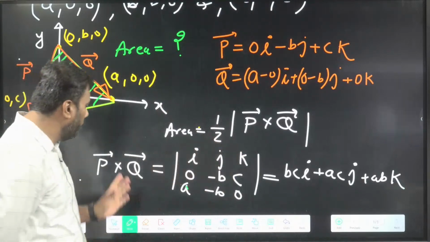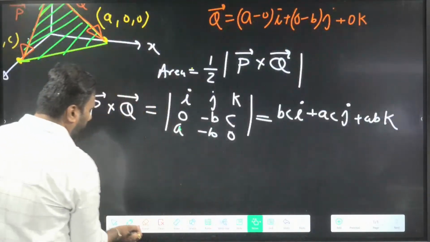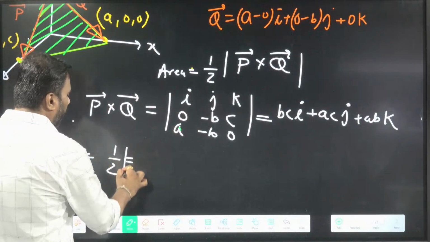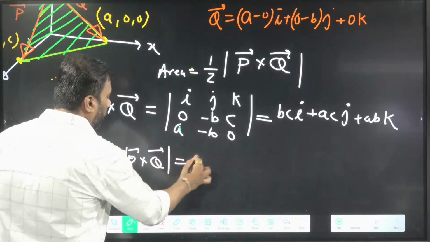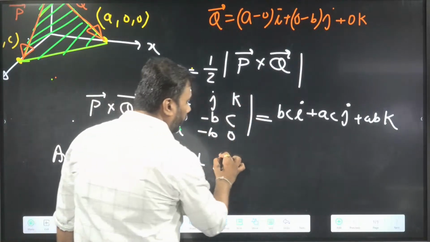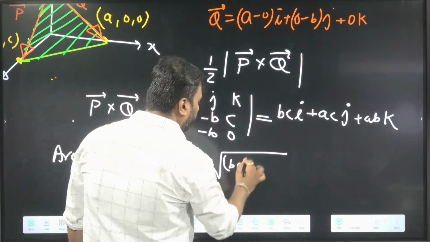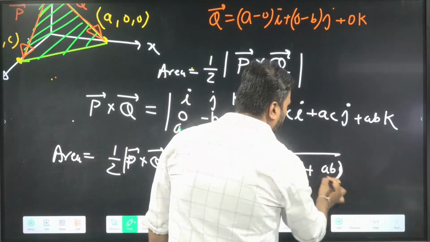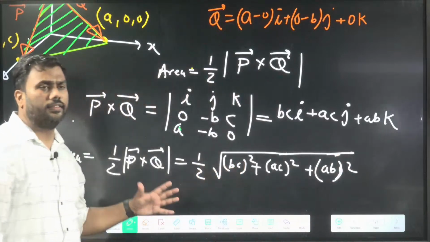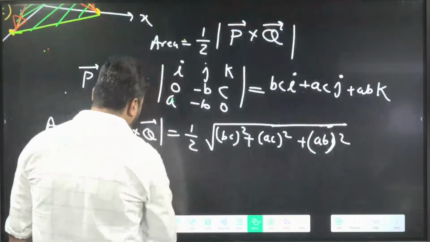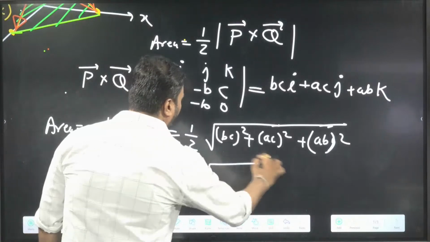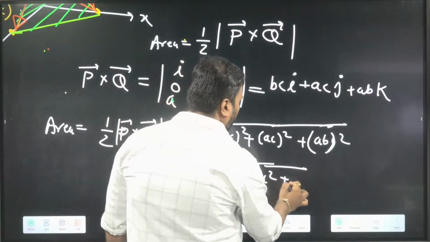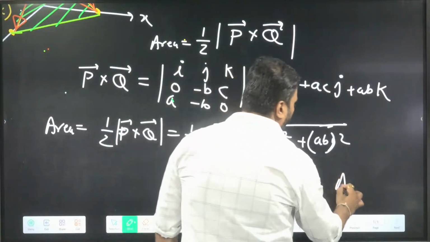If you know the cross product of the side vectors, then you can find the area. The area will be half of the magnitude of p cross q. Now just find the magnitude of this. The magnitude will be root over x component square plus y component square plus z component square. This is the area of the triangle which I was showing you. It is half of root over a square b square plus b square c square plus c square a square. This is going to be our answer.